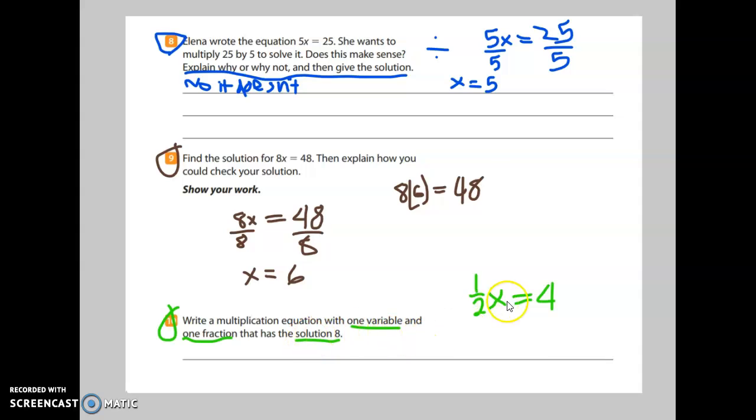You could use a different fraction, you could use a different number on the other side of your equation. It really doesn't matter, as long as you're doing multiplication and you have a fraction and your variable equals 8.